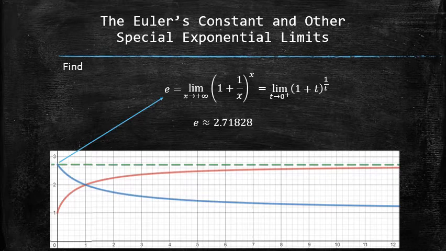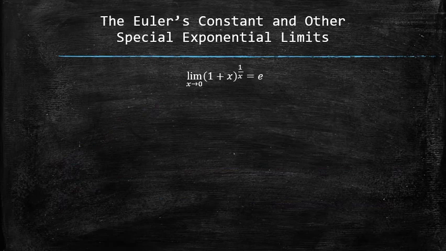And it is approximately equal to 2.71828. But just like pi, it is an irrational number that has no pattern. This limit can be a starting point for deriving many other interesting non-trivial limits.